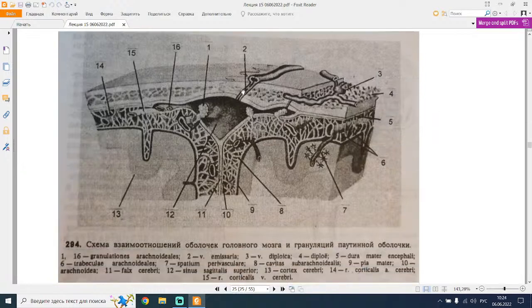What you see, vena emissaria. This is the bone, the substance of the cranial bone, for example the parietal bone. This is the vena emissaria, which connects the vein of the skin with the superior sagittal sinus. And you see the vena diploica.